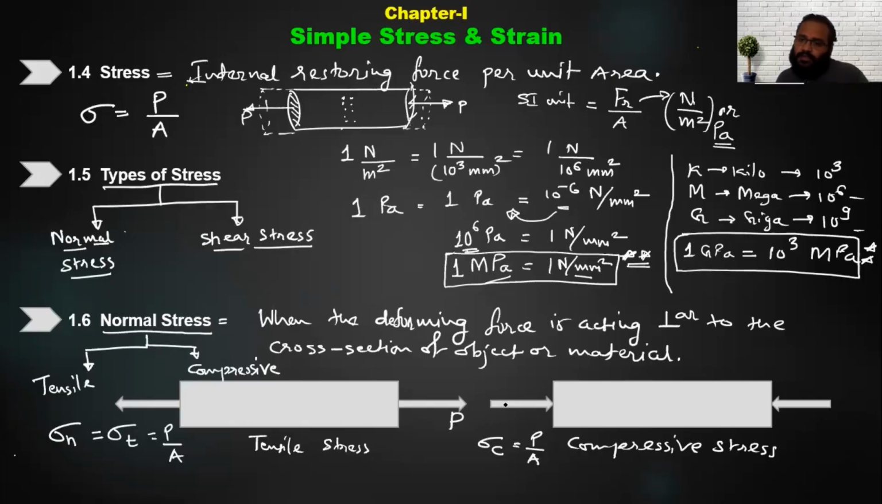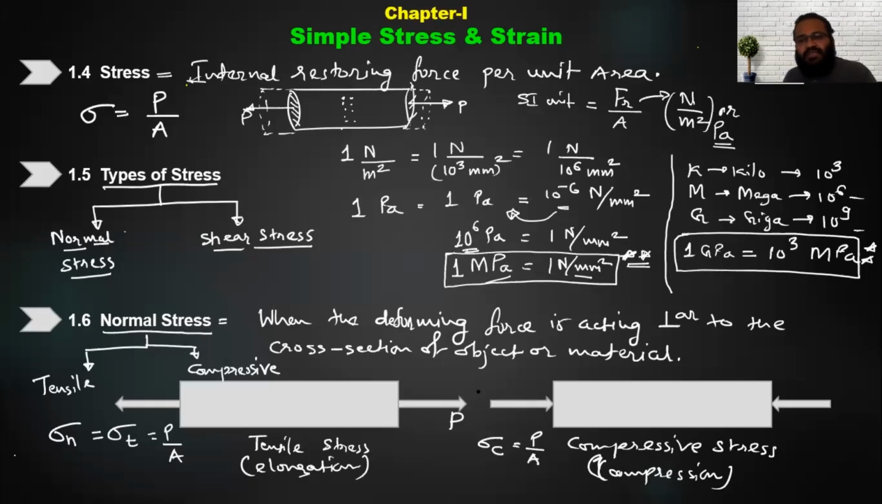In the first case, the elongation will happen. Here there will be elongation, and here there will be compression. So this is all about the basic stresses. Normal stresses can be further divided into tensile and compressive.